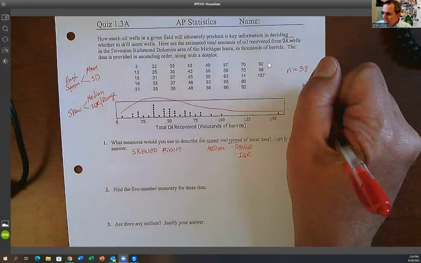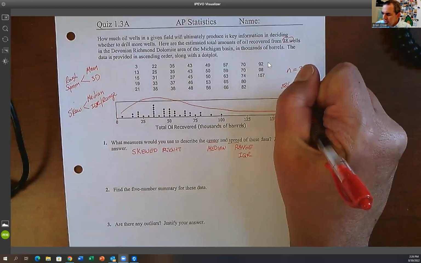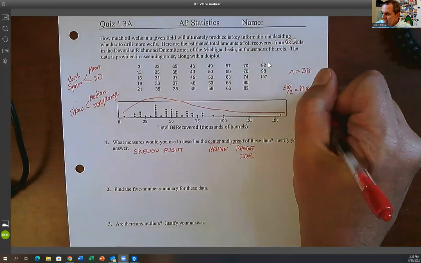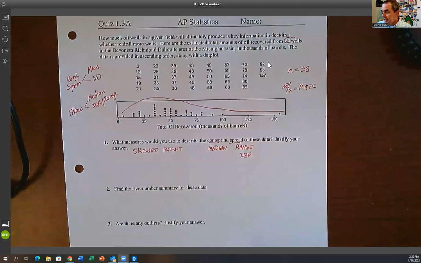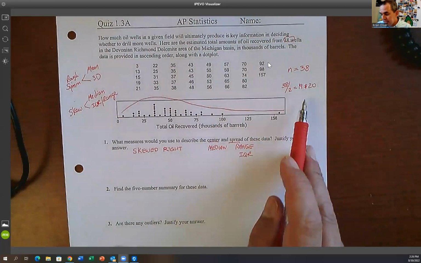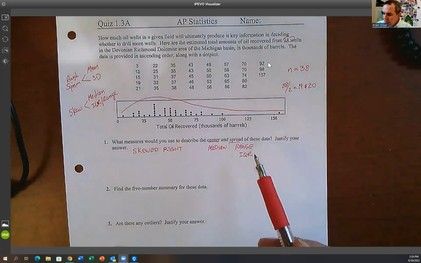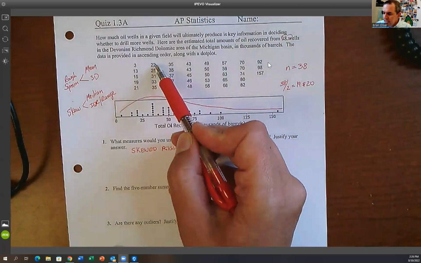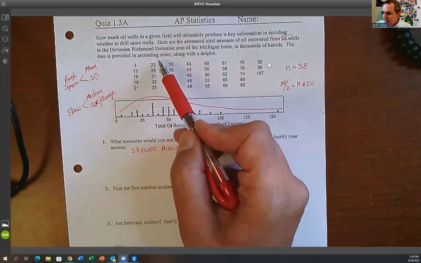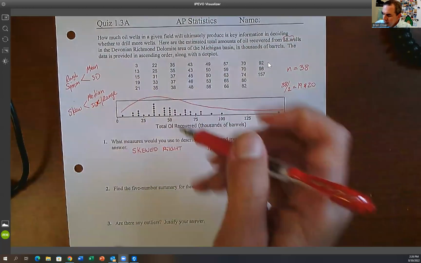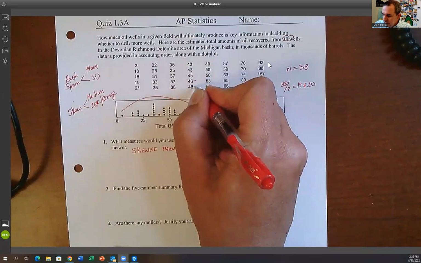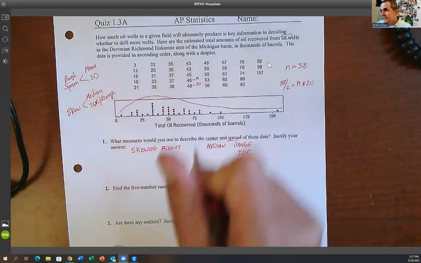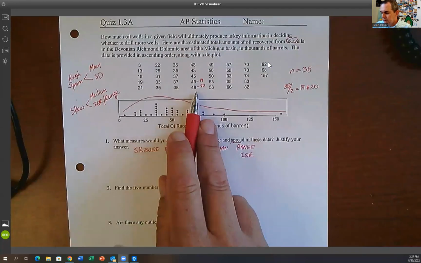In this case, median is halfway through the data. The way I taught you in class is take 38 divided by 2, 19, even numbers. So I'm going to take the 19th and 20th data point. What I mean is not 19 and 20, I'm going to take the 19th and 20th data point. These are in order, 1, 2, 3, 4, 5. There's 5 in each row. So 5, 10, 15. This would be the 19th. This would be the 20th. I take the average of those two, 46 plus 48.